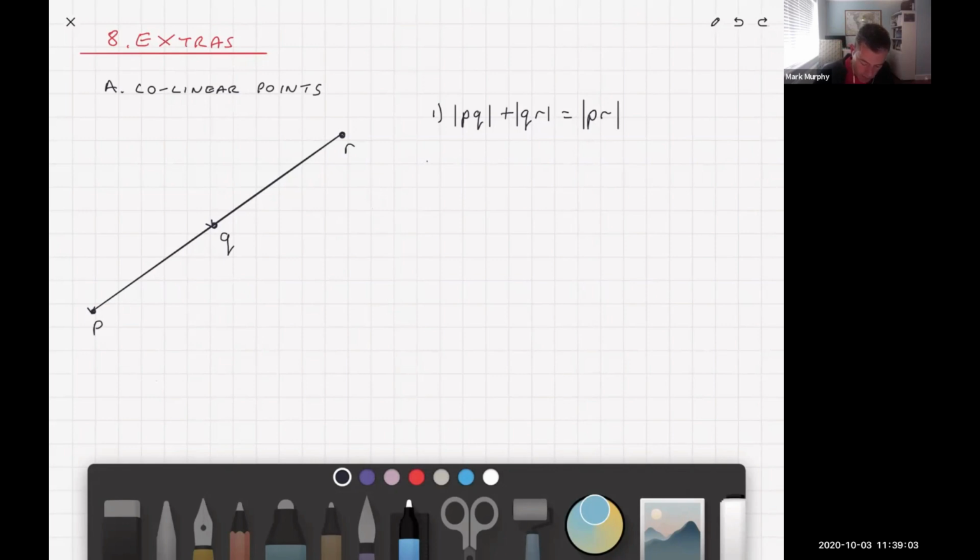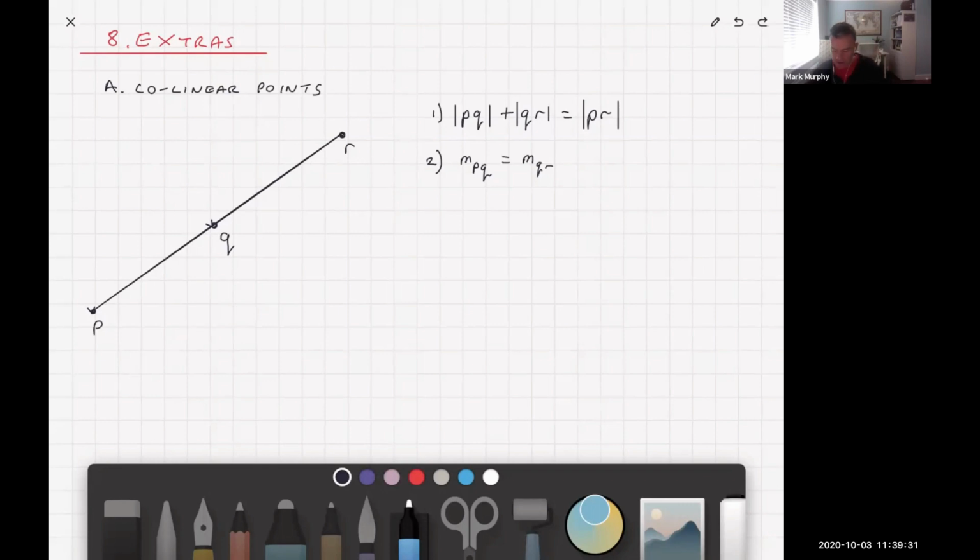The second way of doing it is to prove that the slope of PQ is equal to the slope of QR. Okay? That's another way of doing it, isn't it? So if the slope of PQ is equal to the slope of QR, well then they're obviously on the same line, because if the slopes were different, then you'd have PQ going this way and then that way, something like that.